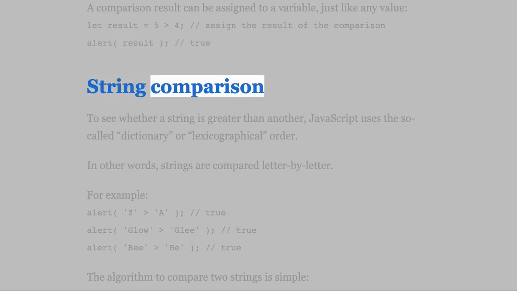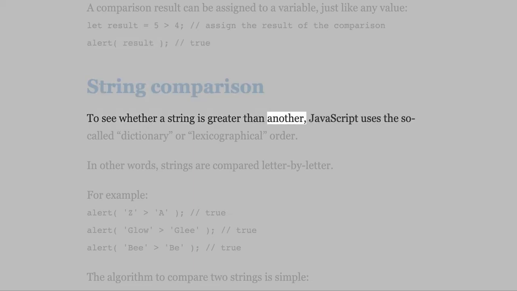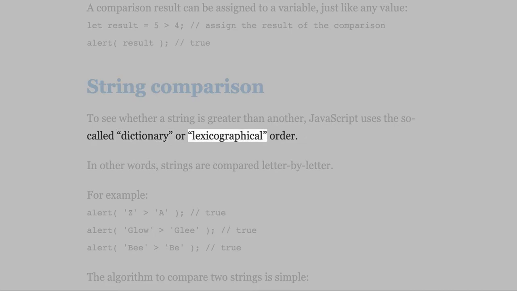String comparison. To see whether a string is greater than another, JavaScript uses the so-called dictionary or lexicographical order. In other words, strings are compared letter by letter. For example, alert('Z' > 'A') is true, alert('Glow' > 'Glee') is true, alert('Bee' > 'Be') is true.